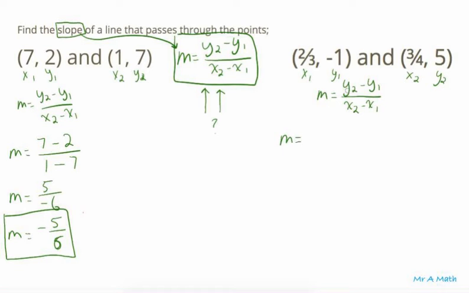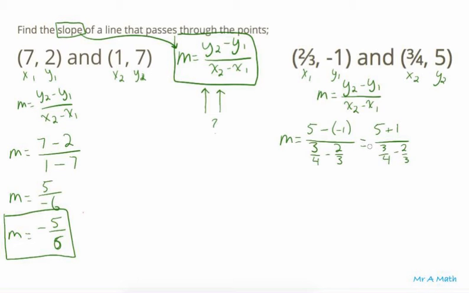So it's m equals my y2, which is 5, minus my y1, which is negative 1, 5 minus negative 1. And then my x2, which is 3/4, minus my x1, which is 2/3. So let's work on this a little bit. 5 minus a negative 1, that's really just 5 plus 1, over 3/4 minus 2/3.